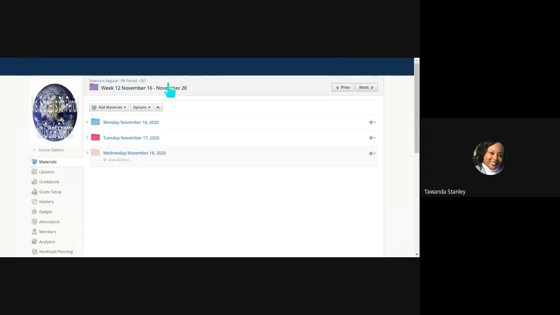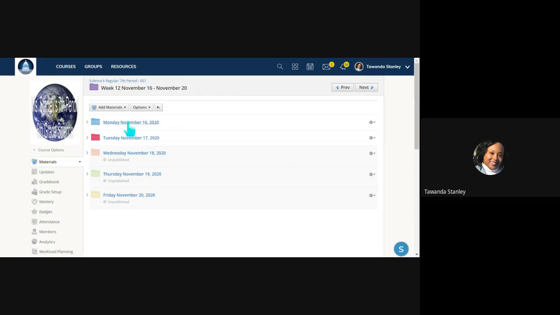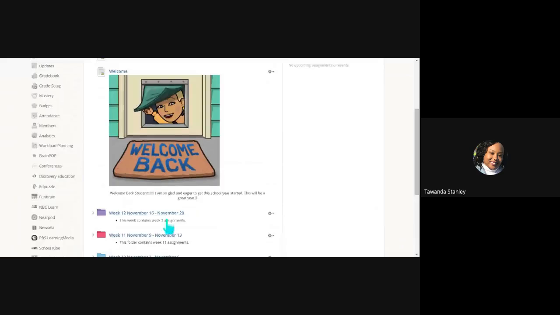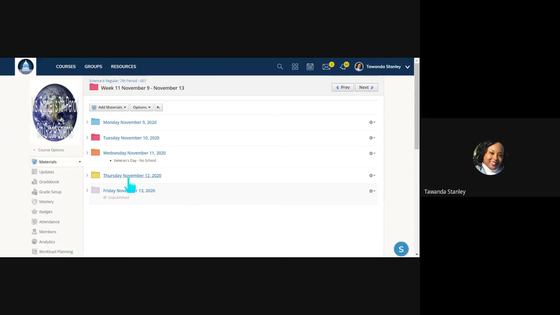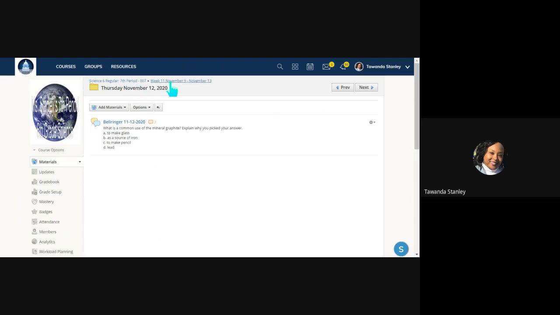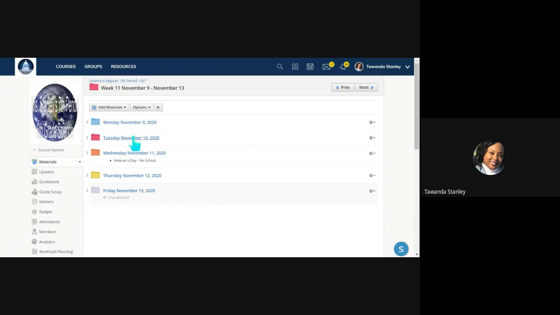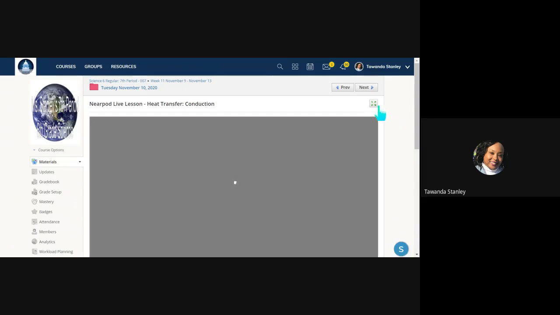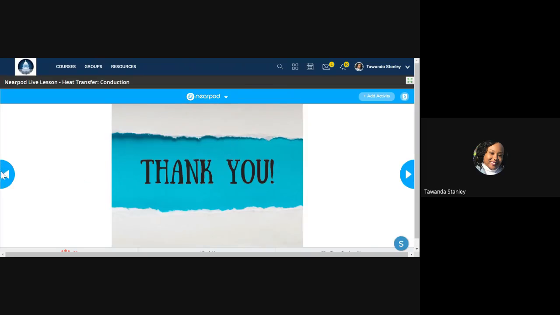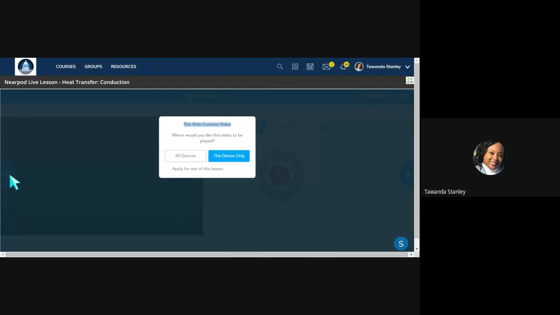Radiation is in Monday's folder. But before I get to radiation, let me just go back to last week's folder. And I need to do conduction. And then I'll go to radiation. So conduction is in Tuesday's. I would just go through the live lesson, even though I have already taught this. I am just simply going to go through the live lesson over again.